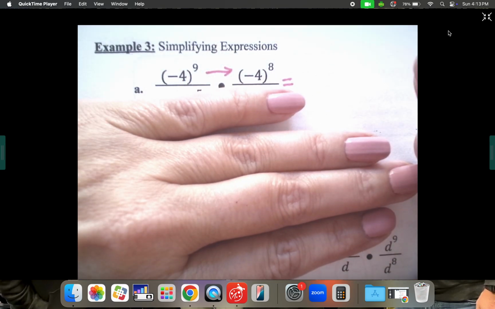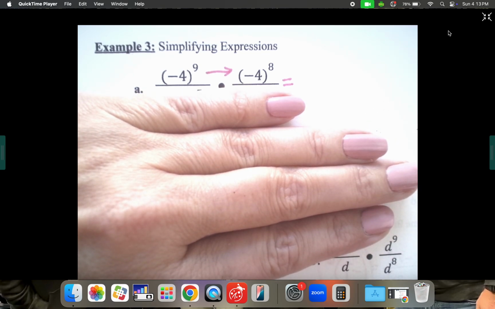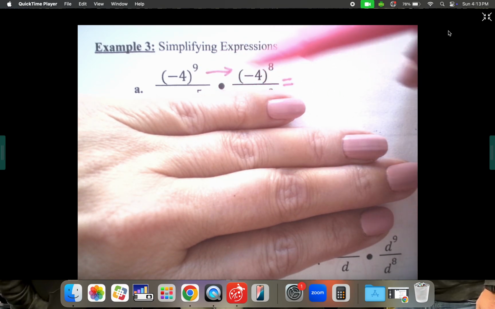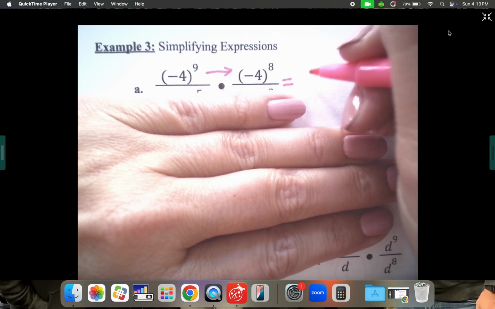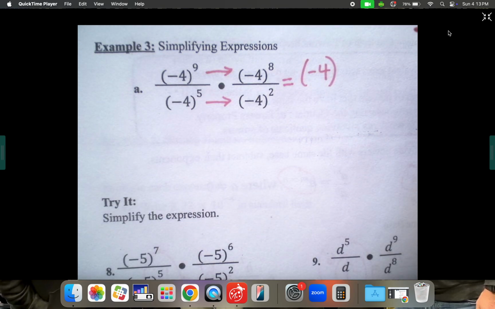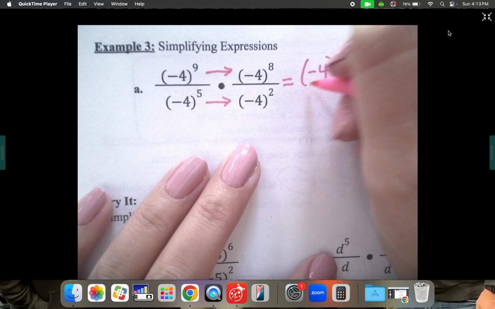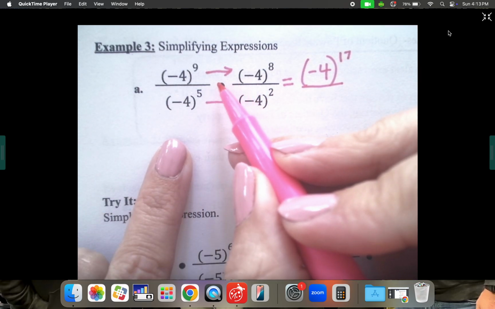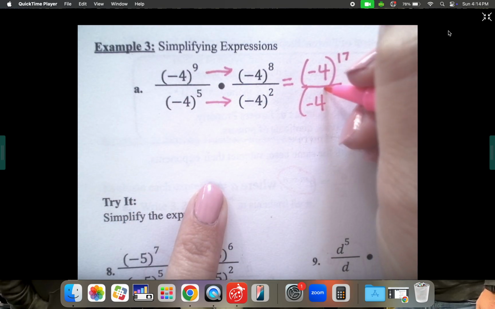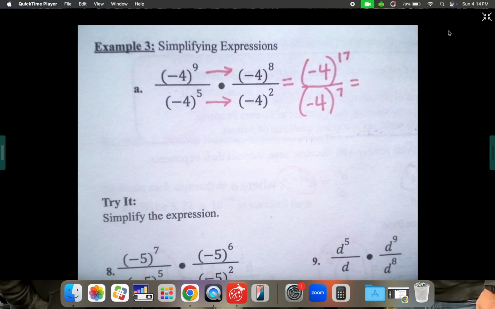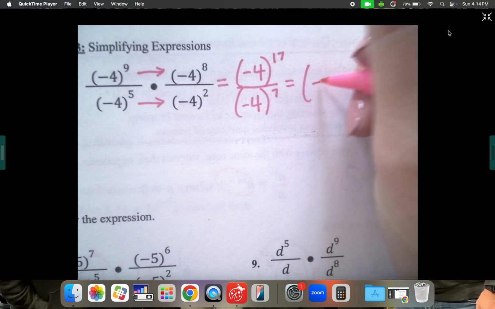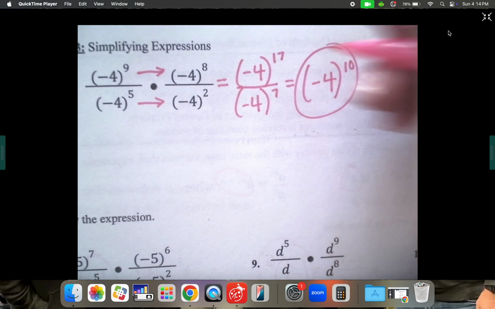So if there was no denominator, it would just be -4 to the 9th times -4 to the 8th. And we know that when you multiply same bases, you can add their exponents. So this would be -4 to the 8 plus 9, which is 17, right? Okay. And then on the bottom, you would do the same thing. Since we're multiplying and they have the same base, you can add the exponents. So -4 to the power of 7. And then this is our new lesson. When you have the same bases and you're dividing, you subtract exponents. So the final answer is -4 to the 10th power.